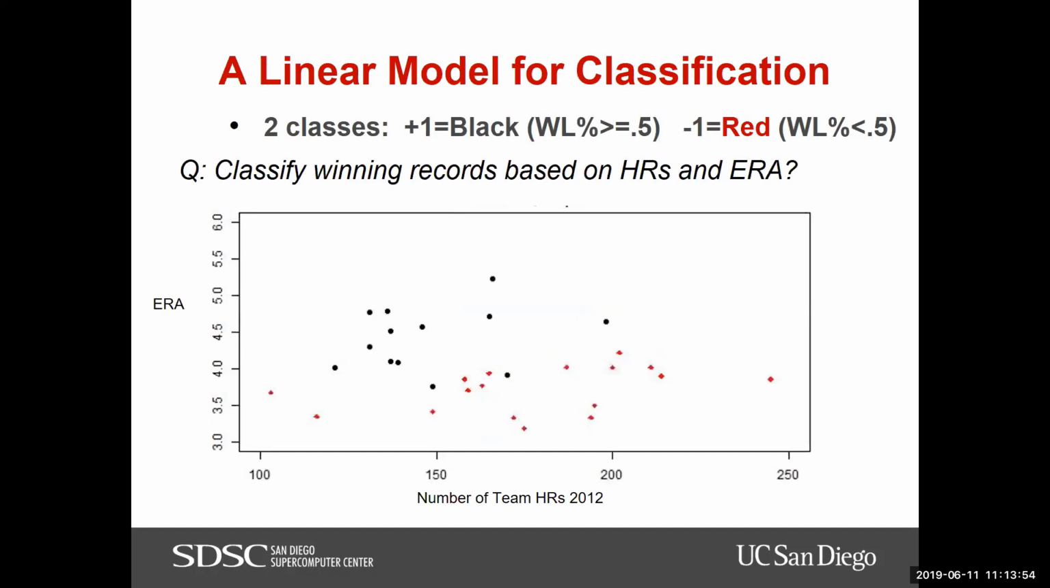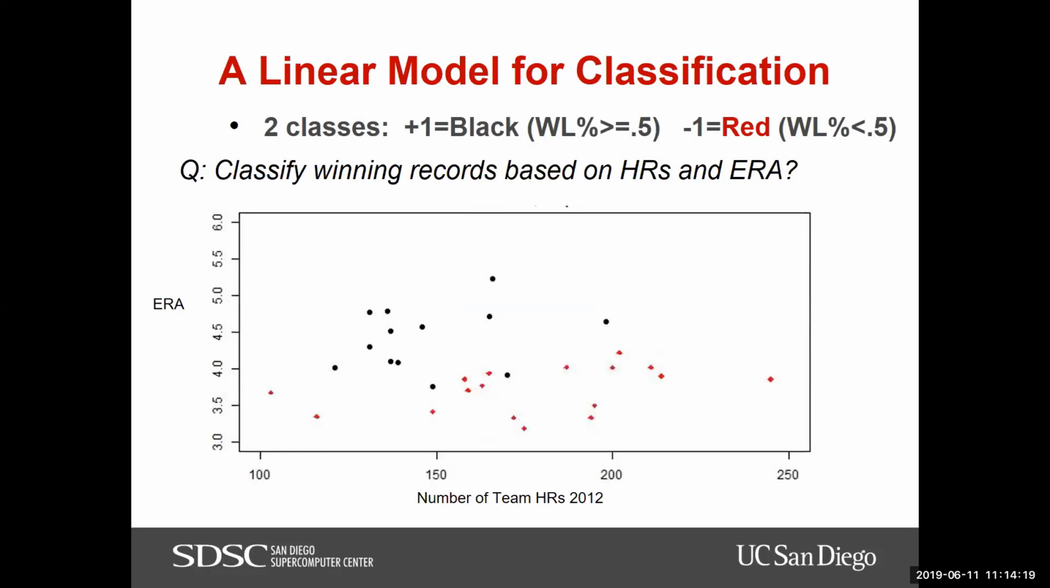Now let's make this a little bit more interesting. Let's say we have two variables. The x-axis is number of home runs. The y-axis is ERA, earned run average. And we have two classes, the winners and the losers. The winning teams are colored in black. The losing teams are colored in red.